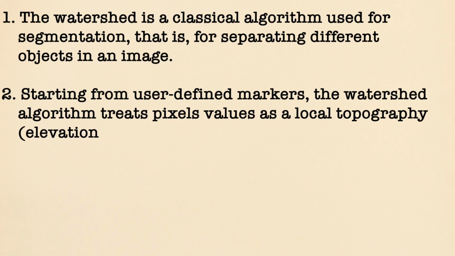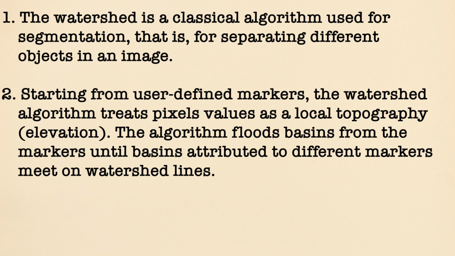Now, what is the watershed segment? Images can be segmented based on the catchment basins and their minima or local minima that we can find. The watershed is a classical algorithm used for segmentation, that is, for separating different objects in an image. What are different objects? Those that qualitatively appear in your input image.